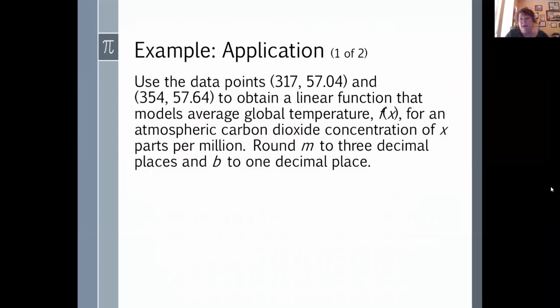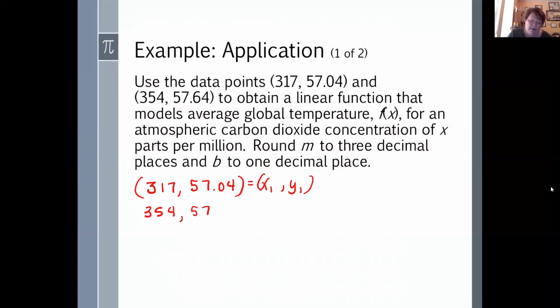So the first thing we need to do is find the slope. And we're given 2 points, so we can use those 2 points to find the slope. So we can call the 317, 57.04, we can call that x sub 1, y sub 1. And the other point, 354, 57.64, we can call that x sub 2, y sub 2. All right, let's find the slope.